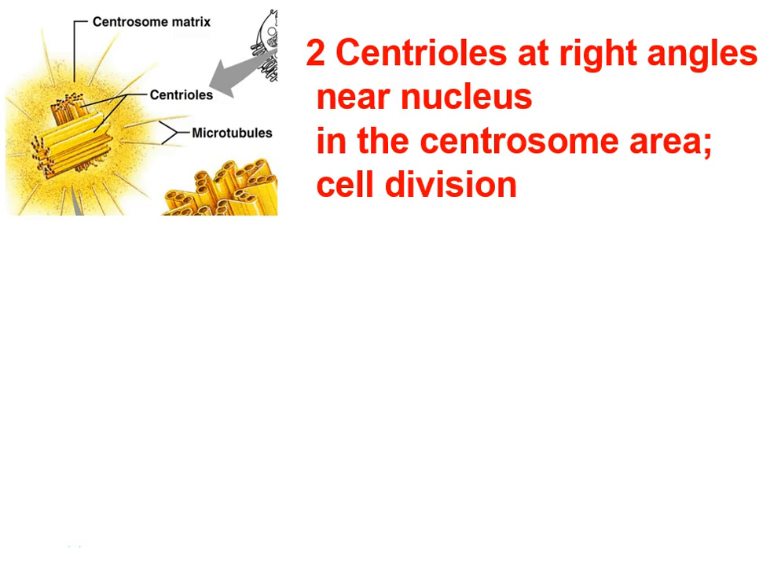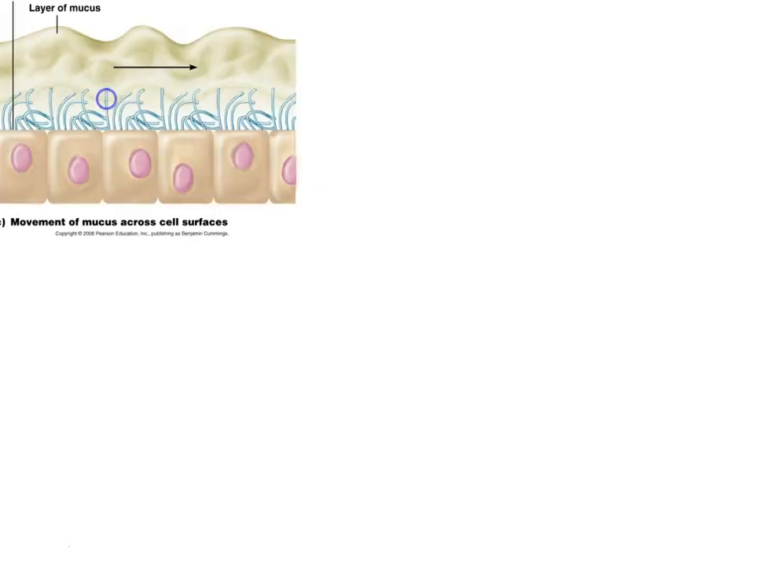We're going to see when we go through mitosis that they actually make up the spindles and the asters that help us to divide our sister chromatids or our chromosomes. The area where they're located is called the centrosome, and it should be near the nucleus. So two centrioles at right angles near the nucleus in the centrosome area, and they're important in cell division. Now a cell like a nerve cell or a muscle cell is not going to have any centrioles, and that should tell you that that cell is not going to divide.